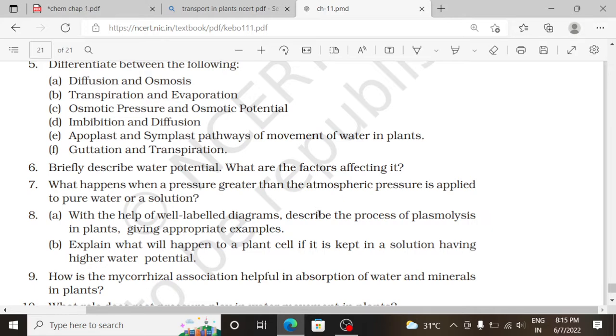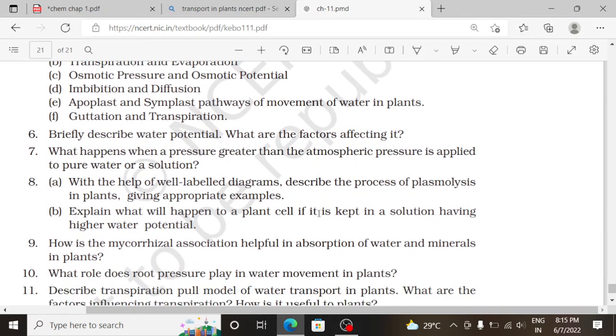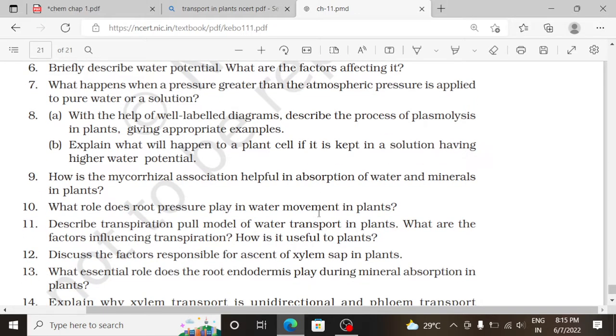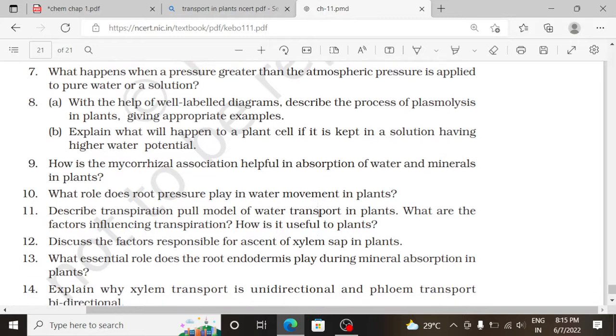B, transpiration and evaporation. C, osmotic pressure, osmotic potential. D, imbibition and diffusion. E, apoplast and symplast pathways of movement of water in plants. And F, guttation and transpiration. Sixth, briefly describe water potential. What are the factors affecting it?